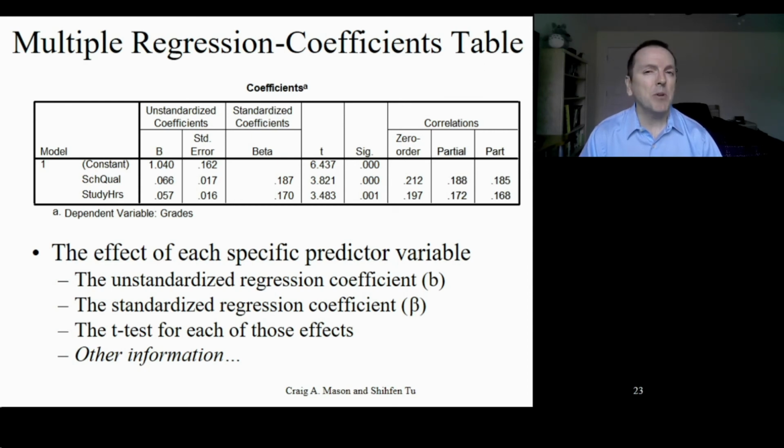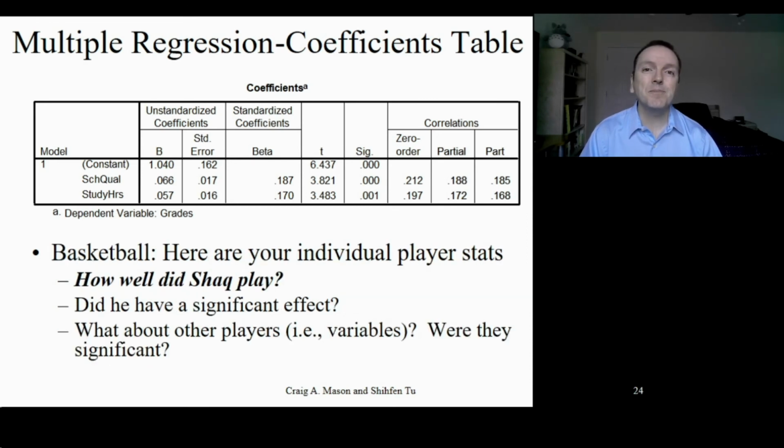Also, that label constant may seem like an odd choice of a word to describe the intercept, but there's actually a beautiful and very solid mathematical basis for this. If you're interested, you'll be able to see that later on.